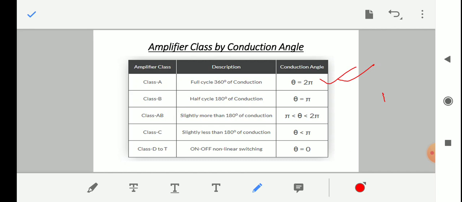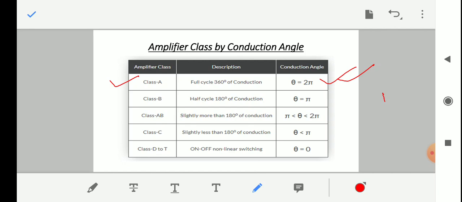Due to the conduction of the entire full cycle, the class A amplifier provides high linearity, low signal distortion, and high gain. So a class A amplifier is the most commonly used power amplifier. The only drawback in class A amplifier is its power efficiency that lies between 25% to 50%.